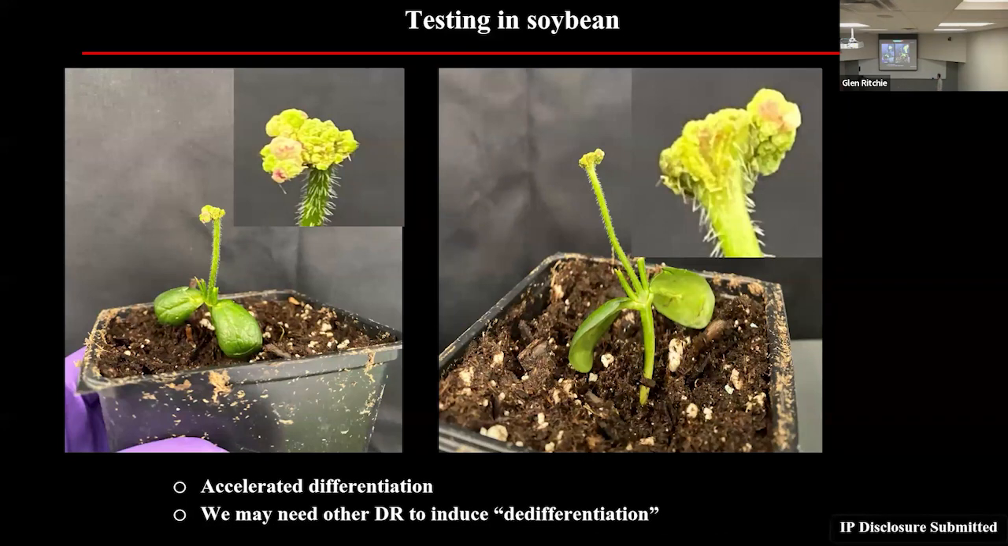So what that means is that there is accelerated differentiation. Half of my construct is working really well. It gives massive cell mass, but it is not regenerating, meaning that I may need to try different combinations of developmental regulators to induce de novo shoot formation in recalcitrant species like soybean. I'm also testing this technology in other recalcitrant crop species like chili.